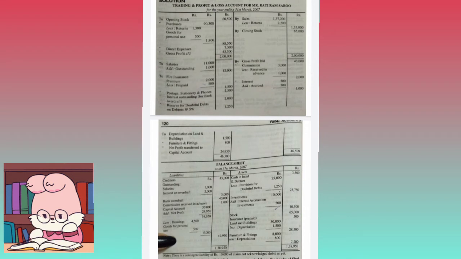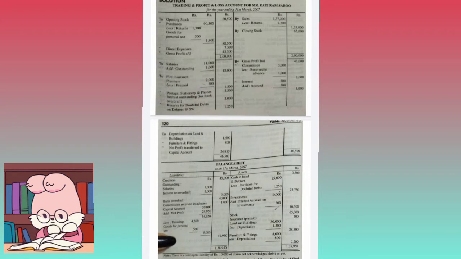Land and buildings take it to the asset side of the balance sheet, furniture and fittings take it to the asset side of the balance sheet, and for the land and buildings and furniture we are having depreciation of 5% and 10%. So 5% depreciation on land and buildings comes to 1,500. Okay, furniture and fittings 10%, that comes to 800. So take this depreciation amount to the debit side of the P&L account and deduct this depreciation amount from the assets we have recorded in the balance sheet, that is land and buildings and furniture.